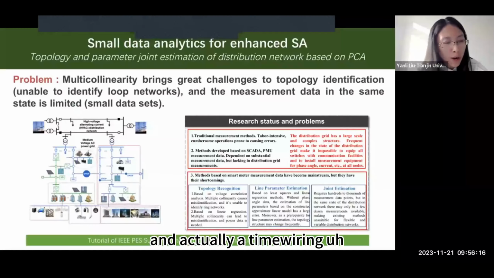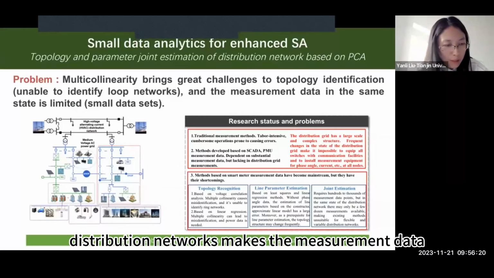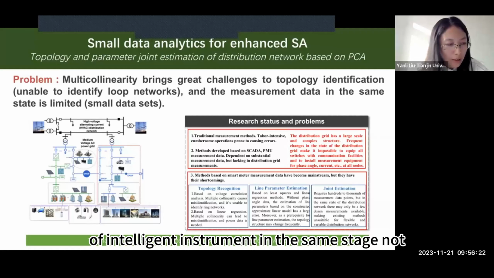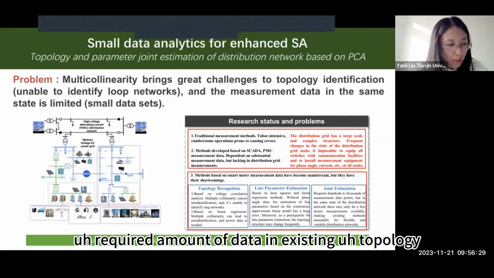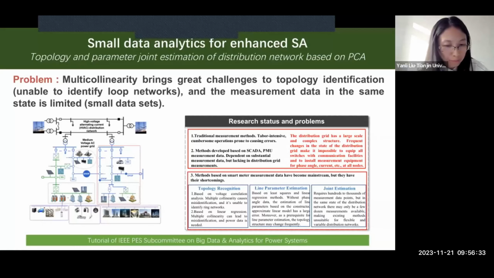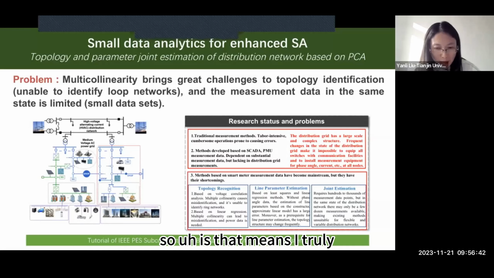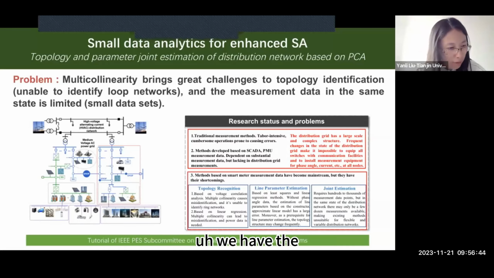And actually, the time-varying characteristic of distributed networks makes the measurement data of intelligent instruments in the same state not enough, which cannot satisfy the required amount of data in existing topology identification.